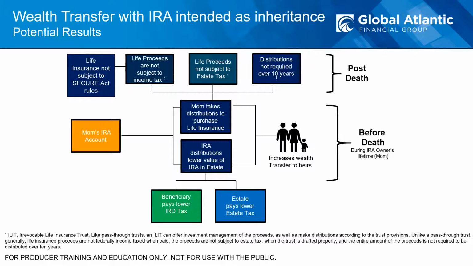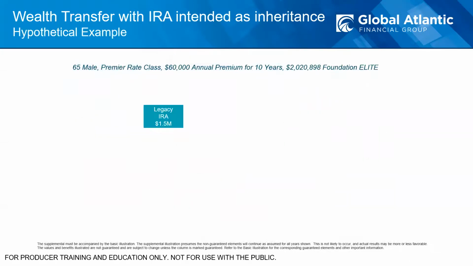So the key thing here is you're lowering the taxes Johnny has to pay on the lowered amount of the IRA due to the payment of premiums, by mom making gifts to a trust that purchased life insurance. And because that lowered value is in the estate, you pay less estate taxes. So let's look at an example.